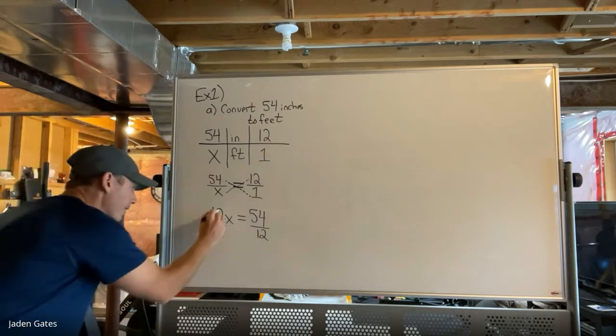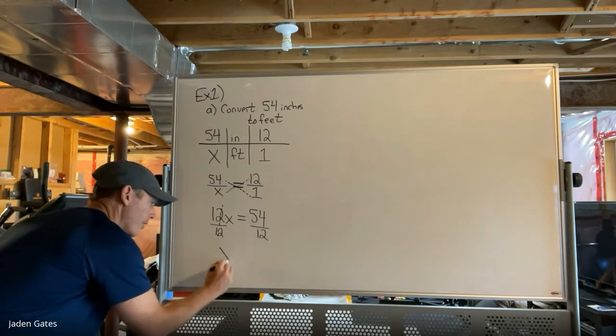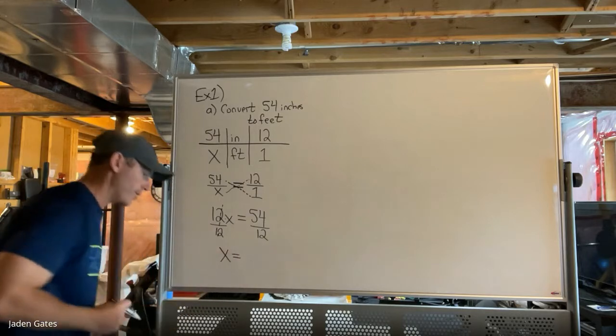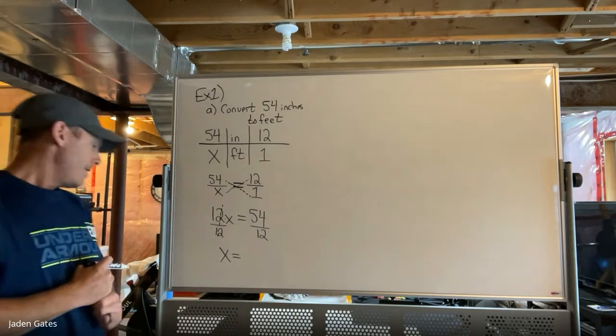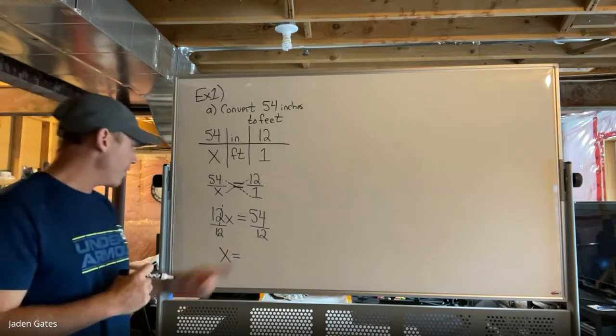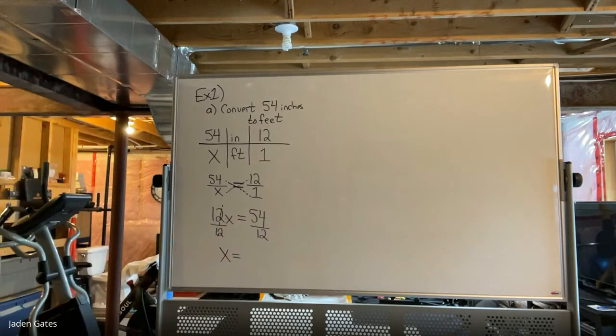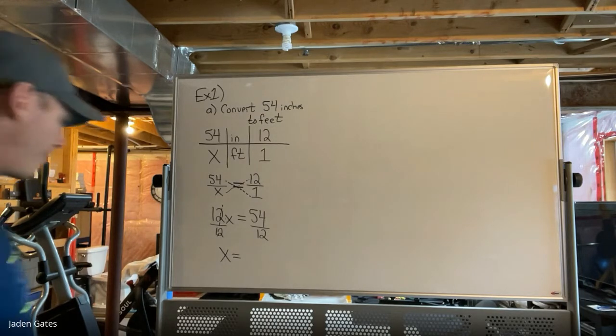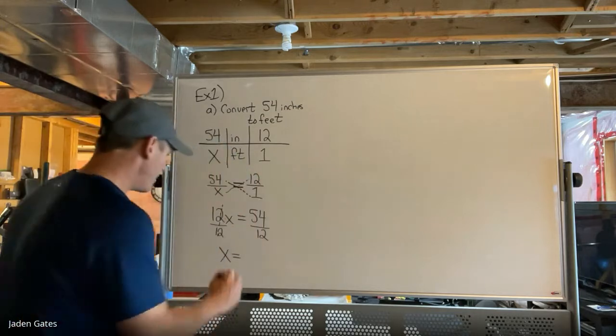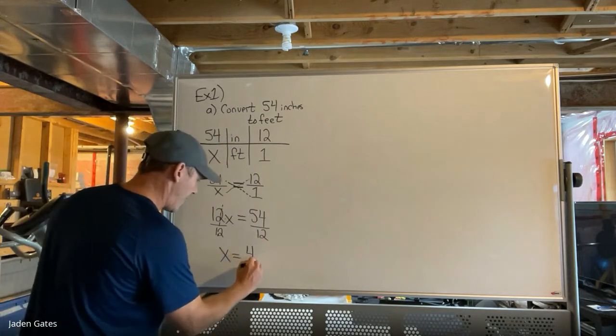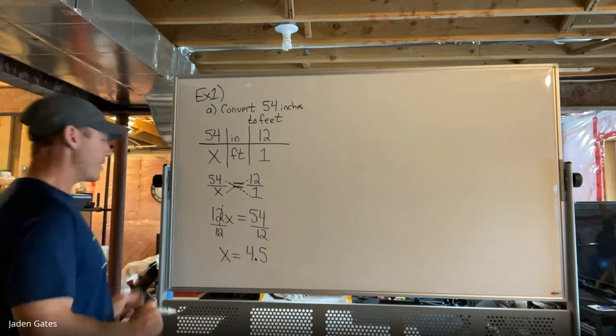And so these 12s cancel each other out, or divide each other out, I guess is the proper terminology. And my number here is 54 divided by 12, which is going to tell me how many feet I have. So I'm just going to grab my trusty calculator here and type it in. And it looks like I have 4.5 as my answer. And again, I need to put the units.